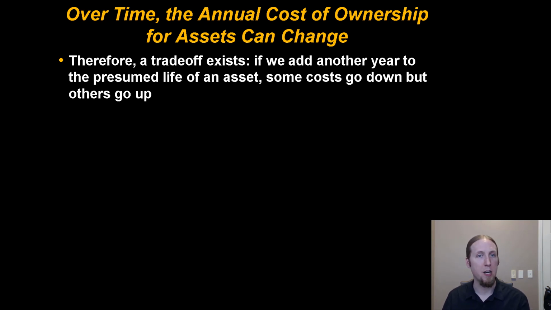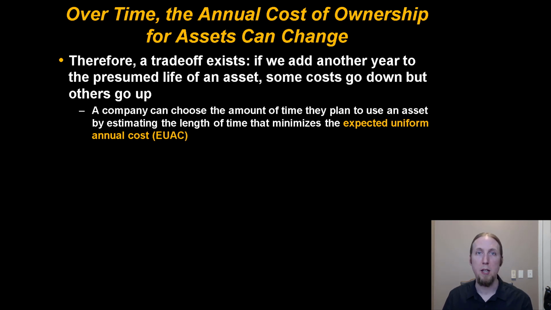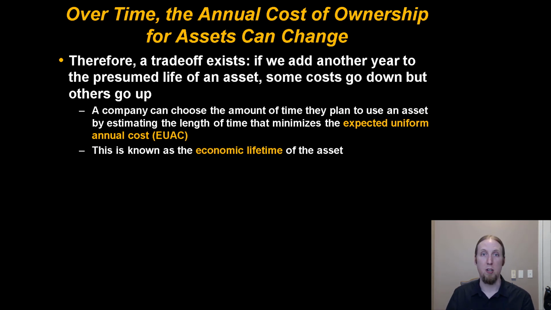If we add another year to the lifetime of an asset by continuing to operate it, some costs go down and others go up. So a company is going to choose the amount of time that they use an asset by estimating the length of time that minimizes what's called the expected uniform annual cost. This is also called the economic lifetime.